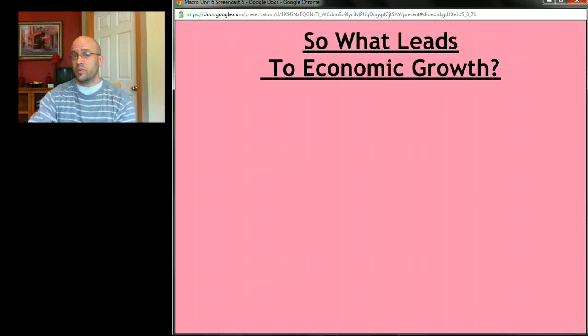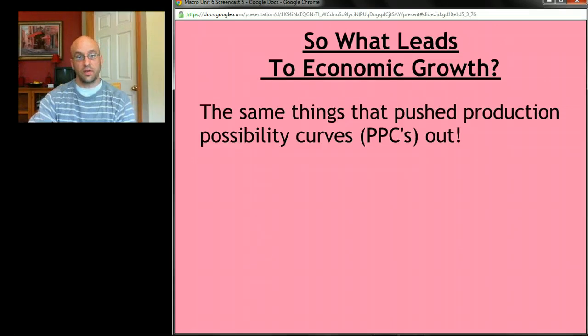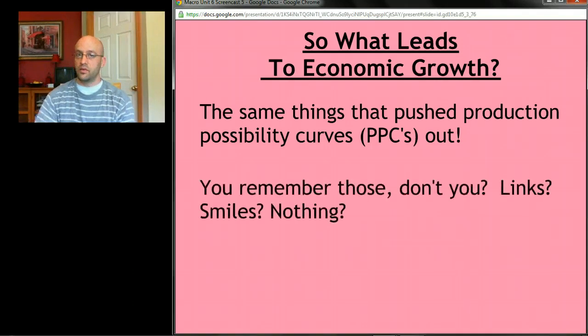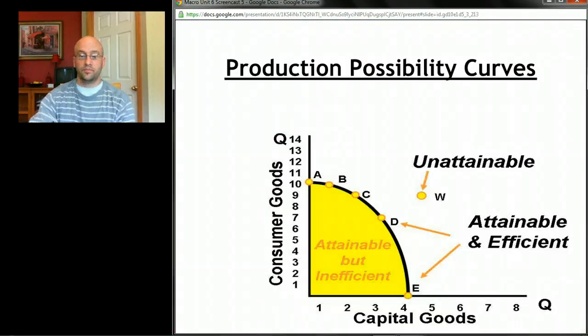So then the question is, well, what could possibly do that? What can get us more economic growth? What can get us to produce more goods and services? And the answer is the exact same things that pushed the production possibility curve out back when we learned about production possibility curves. Now you do remember production possibility curves, don't you? Happened at the very beginning of microeconomics. We did an activity, we made links, we made smiles. Anything? Well, if you don't remember, let me try to remind you.